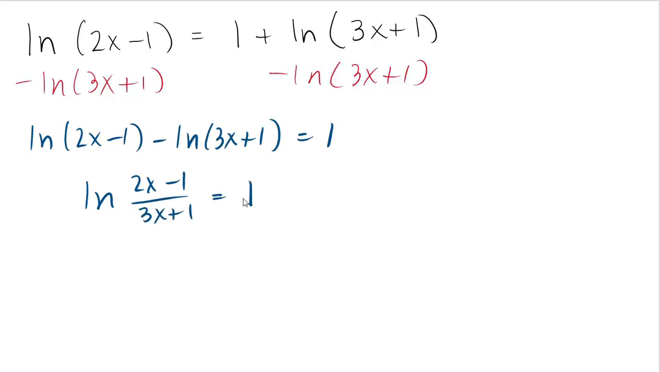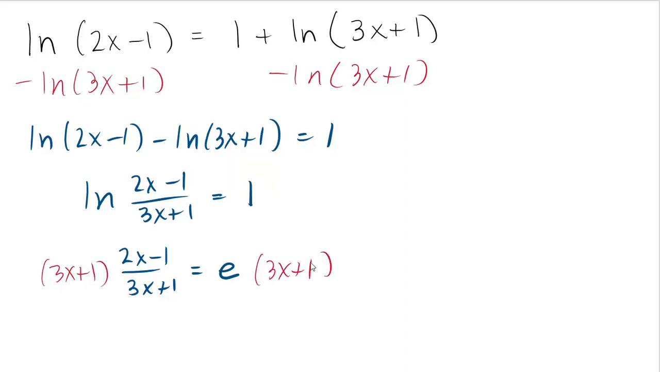Now we rewrite this in exponential form. The input is equal to the base, which is e, raised to the first power. Well, e to the first power is just e. Now we multiply both sides by the denominator, 3x plus 1. On the left side, the 3x plus 1's cancel, and we get 2x minus 1. On the right side, we distribute the e, and we get 3ex plus e. Make sure you distribute that e to both terms.